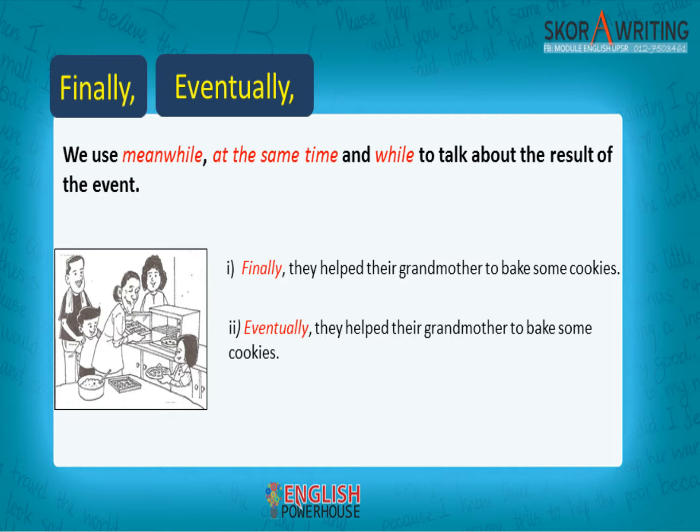Next, we look at the use of finally and eventually. We use finally and eventually to talk about the result of the event. Let's look at the following example. Finally, they helped the grandmother to bake some cookies. Eventually, they helped their grandmother to bake some cookies.